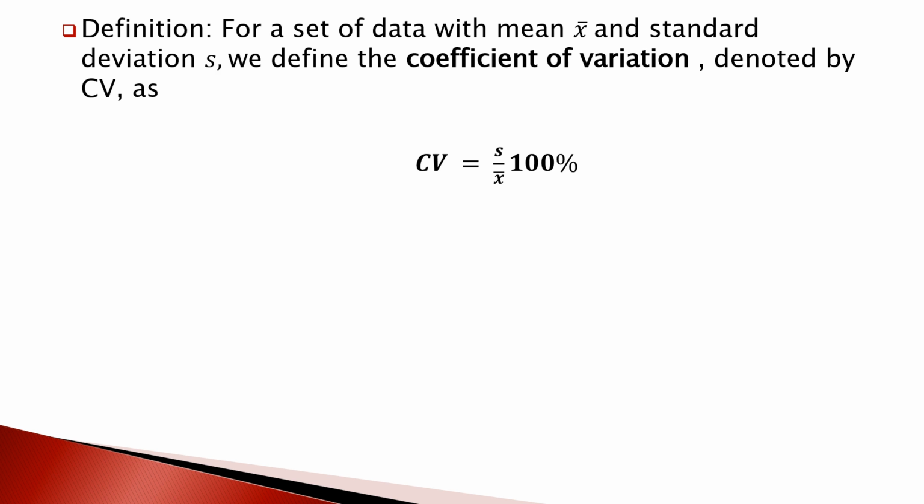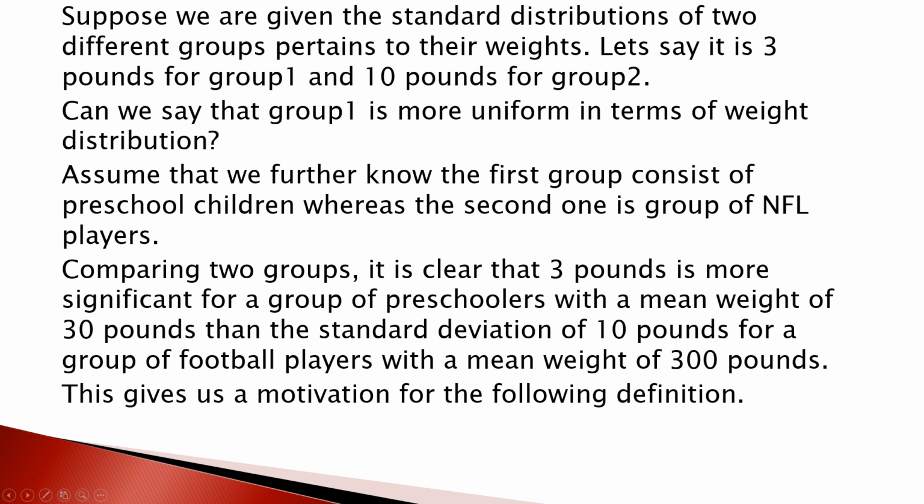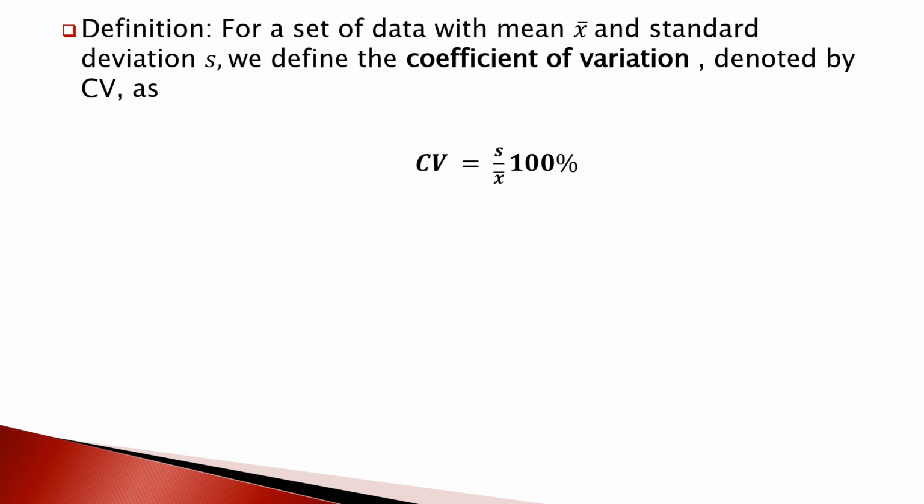The idea is that just the standard deviation is not sufficient to correctly interpret the given data set. So how do we do that? The idea is very easy, just divide by the mean. Once we have the standard deviation, divide it by the mean. Then we multiply by 100% to get a measurement in terms of percentage.